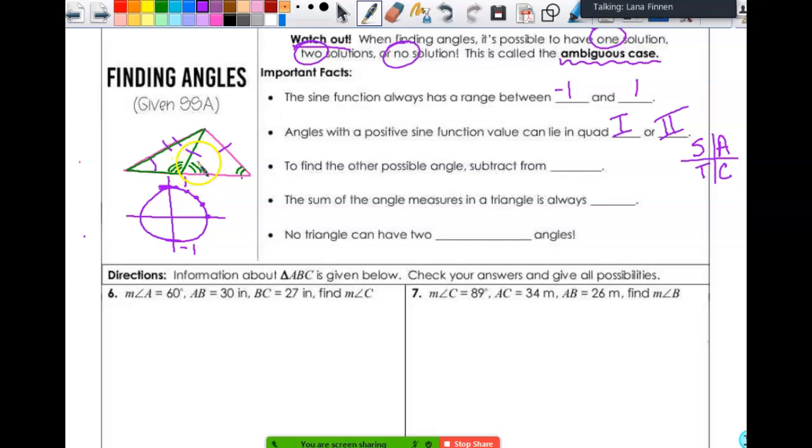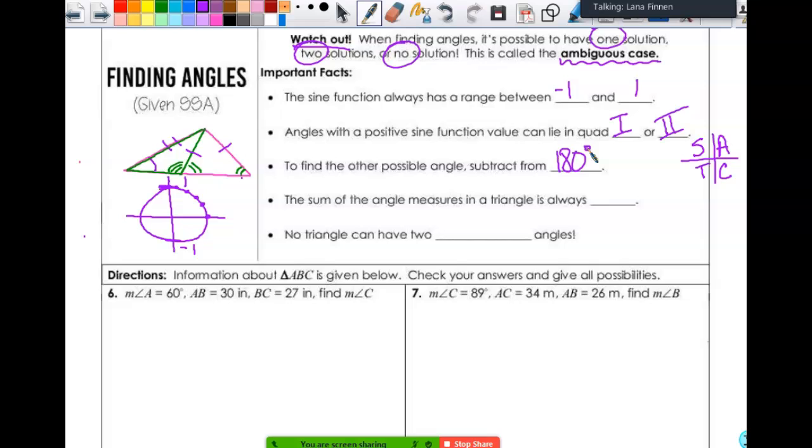So if the calculator gives me this one, how do I find this one? Subtract it from 180, right? Because they're a linear pair and they're supplementary and all that kind of stuff. So whatever the calculator gives me, I'm going to subtract from 180, and then that gives me my two possibilities. Okay? Then we have to do a little investigation.